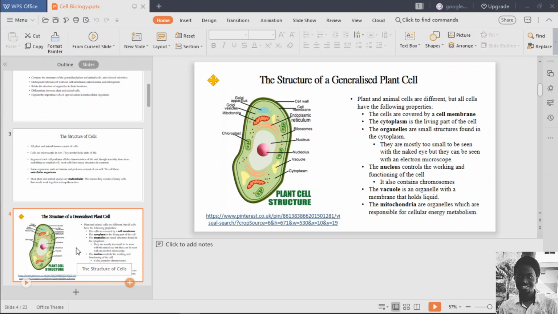The nucleus controls the working and functioning of the cell, and this nucleus also contains chromosomes, and later on you'll realize that it is these chromosomes that allow the cells to function effectively. Because of these chromosomes and what they contain, the nucleus can control the working and the functioning of the cells. We also have the vacuole, which is an organelle with a membrane that holds liquid. And then finally we have the mitochondria, which are organelles responsible for cellular energy metabolism, or respiration, in other words.